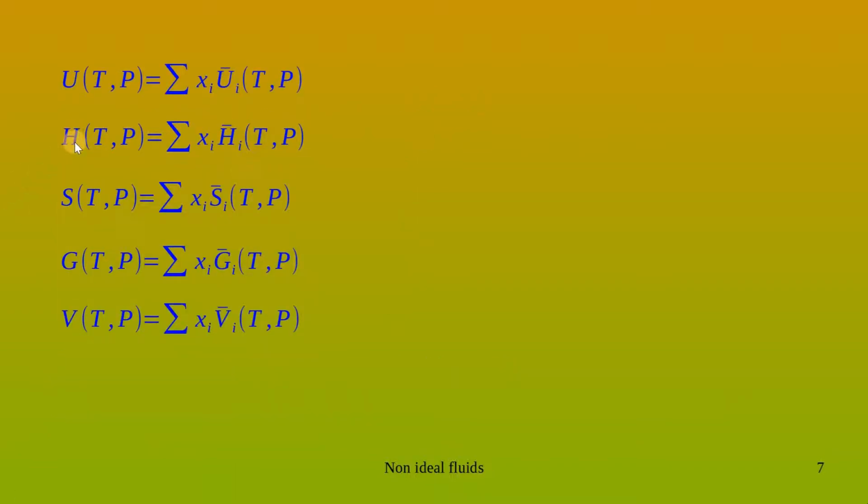Therefore, for non-ideal fluids, we can write U, that is the total internal energy of the mixture, as equal to the summation of the mole fractions multiplied by the partial internal energy of the species I in the mixture. Similarly, the enthalpy is nothing but the summation of the mole fraction of the species I multiplied by the partial molar enthalpy of the species I in the mixture. The similar reasoning goes for entropy, Gibbs free energy, and volume.